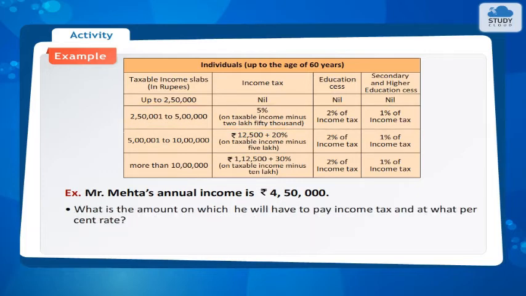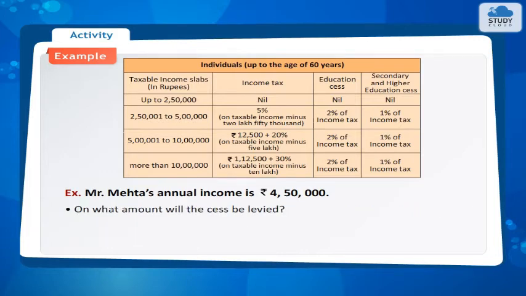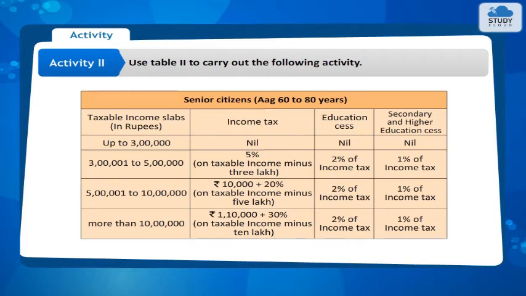What is the amount on which he will have to pay income tax and at what % rate? Answer: on Rs 2 lakh, % is 5. On what amount will the cess be levied? Answer: Rs 10,000.